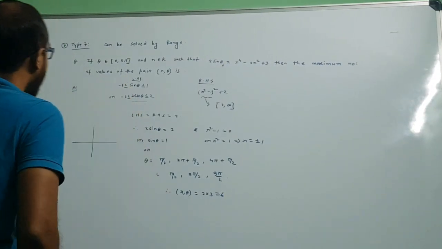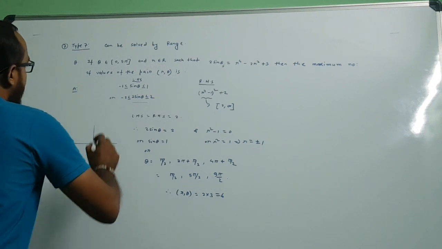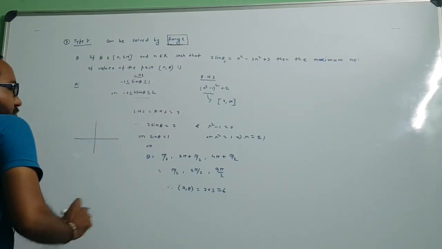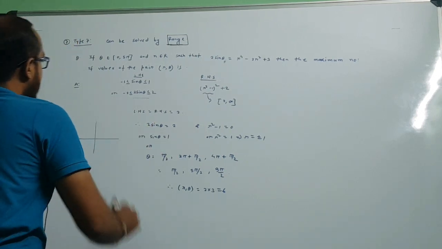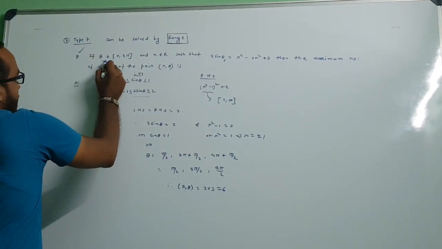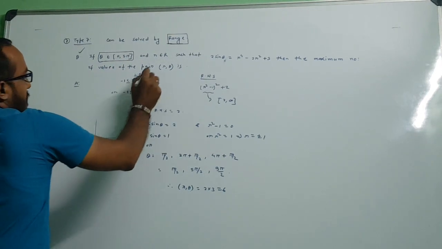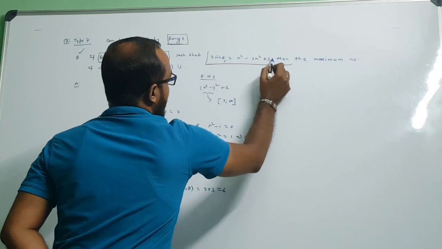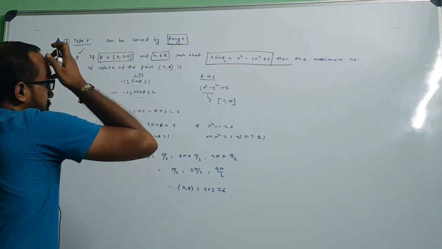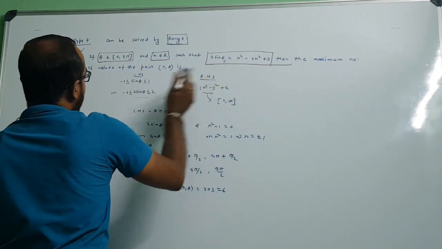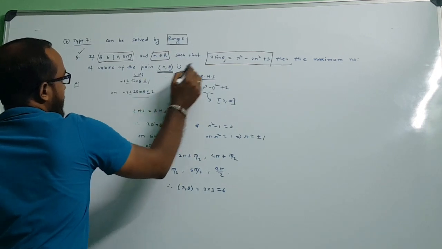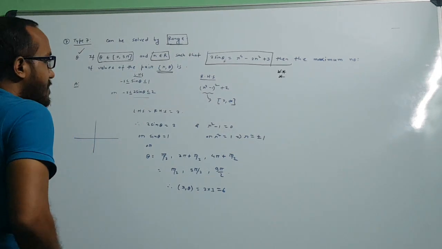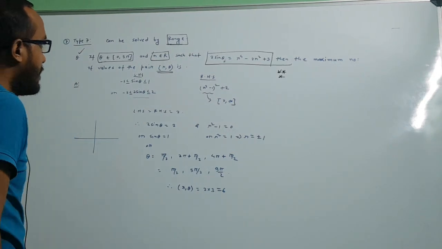So let us see our last type, that is type 7. This type of problem can be solved by the range of the trigonometric coefficients. Let us see one problem. If theta is between 0 to 5 pi and r belongs to real numbers such that 2 sin theta equals r to the power 4 minus 2 r square plus 3, then find the maximum number of values of the pair r comma theta. This is an extremely good problem for JEE Advanced related types of problems.